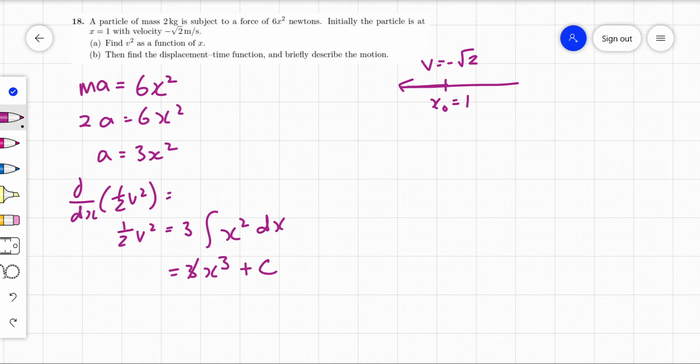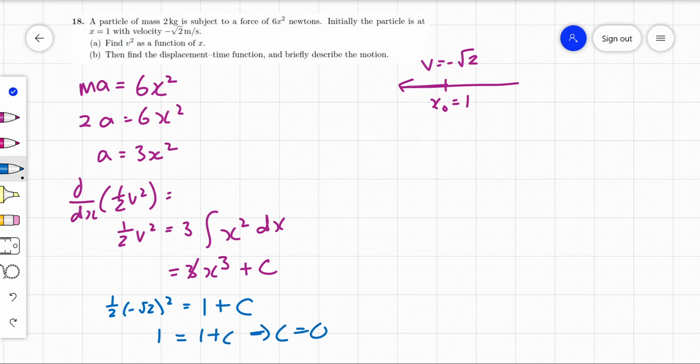And what can we put in to start? We do know the velocity is negative root 2, so if I put negative root 2 in there, I've got a half negative root 2 squared, x is 1, so that's going to be 1 plus c. Negative squared is positive, root 2 squared is 2, 2 times a half is 1. So you can see there that c is going to be 0.